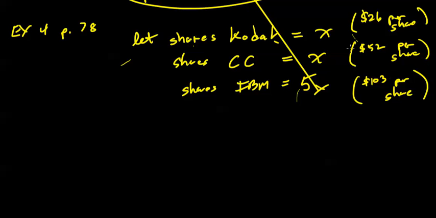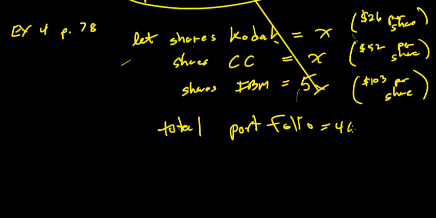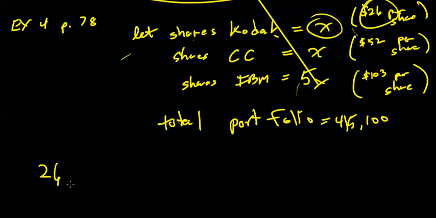Alright, what I can do is use this information to squeeze out an equation, because I know the total portfolio, the value of all the shares of stock put together, is $415,100. So it's an easy matter to say, well, the value of the Kodak stock, you've got X shares at $26 a share, so 26X is going to be the value of the Kodak stock.